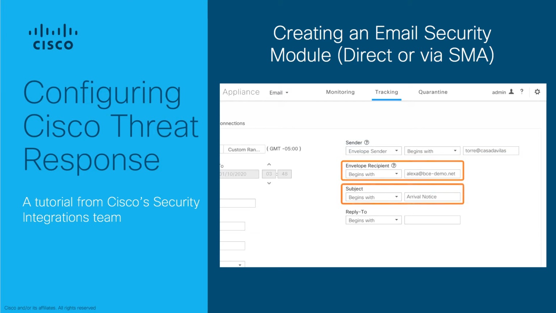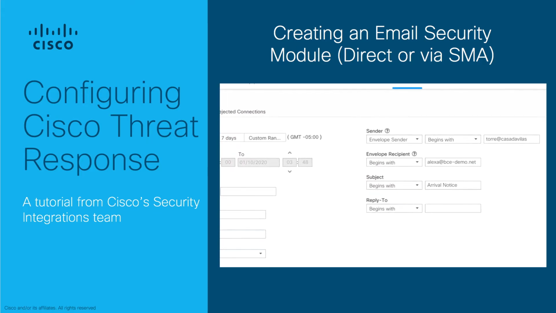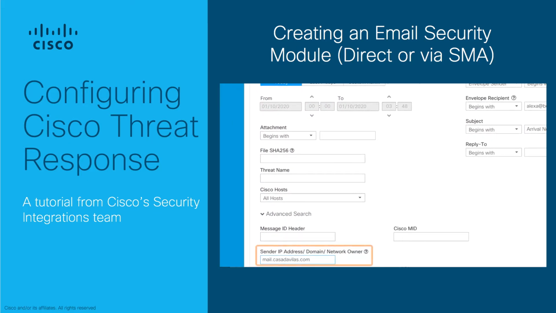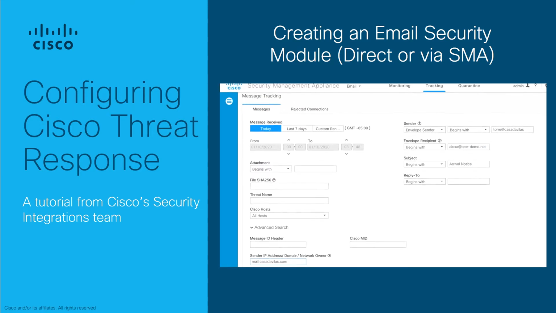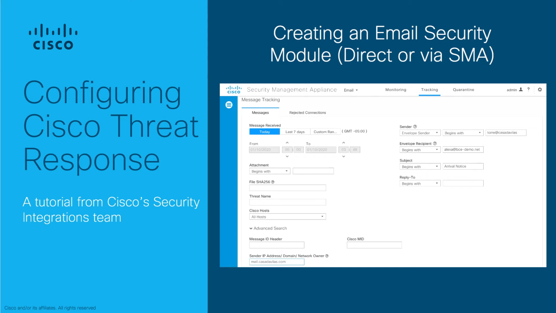In this video, I will be using an SMA, but the configuration for both methods are nearly identical, and I will make sure to point out any minor differences. Seeing how a large number of breaches enter through email, security is a critical aspect of daily security operations. ESA offers outbound data loss prevention as well as inbound spoofing and phishing protection. The message tracking API provides data such as sender IP, domain, email address, as well as SHA-256 file hashes and more. Threat Response can utilize these fields to enrich investigations with valuable email activity.